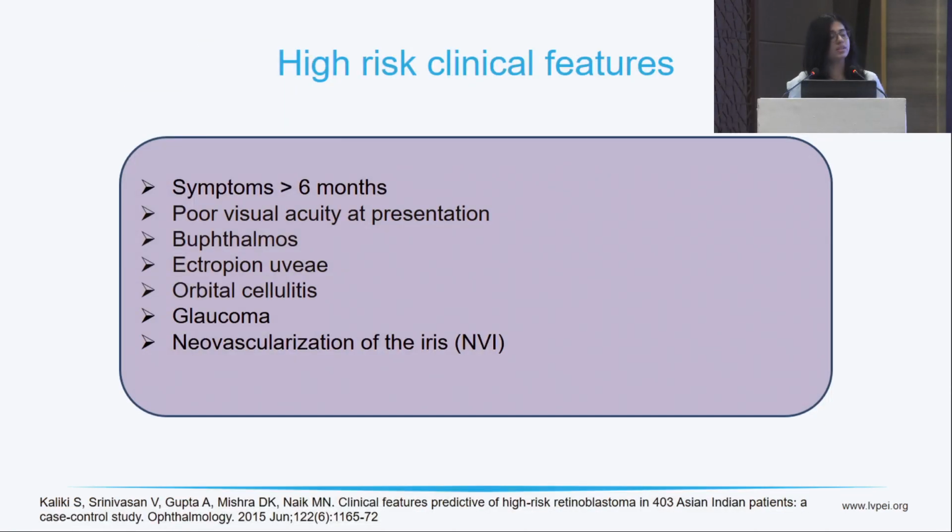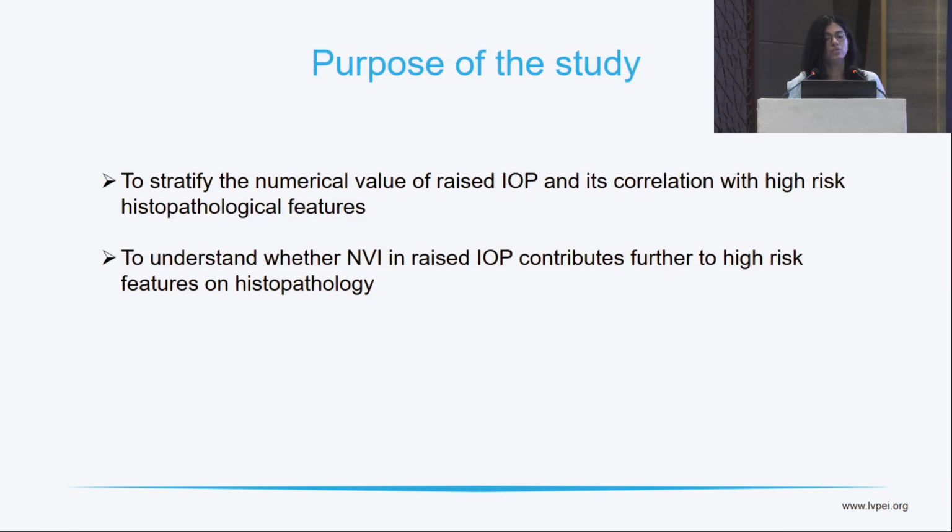There are also certain clinical features which can predict whether a particular eye will have a high-risk feature on histopathology or not. These include symptoms more than 6 months, poor visual acuity at presentation, buphthalmos, ectropion uveae, orbital cellulitis, glaucoma, and neovascularization of iris. So we already know that glaucoma is a clinical high-risk feature.